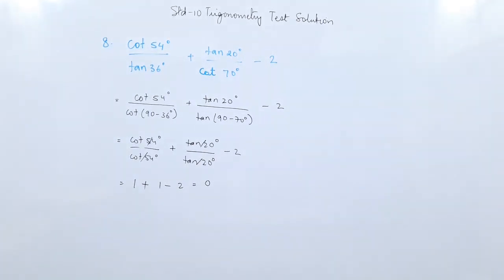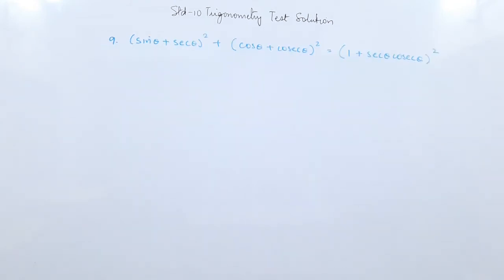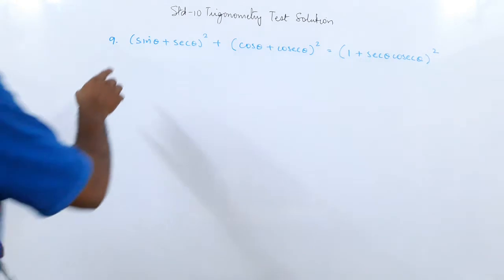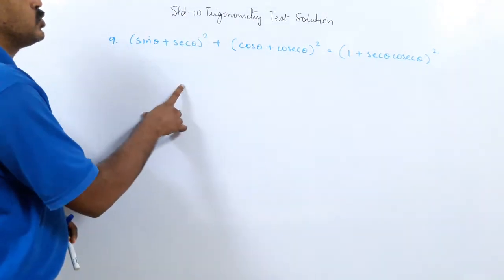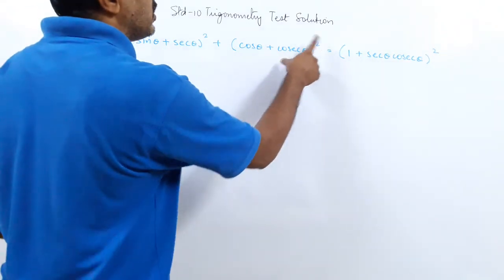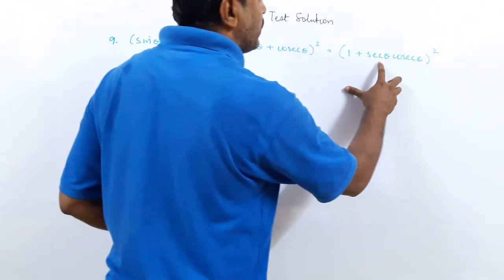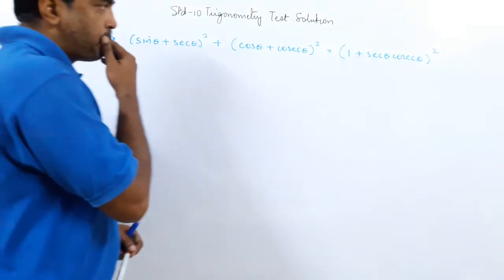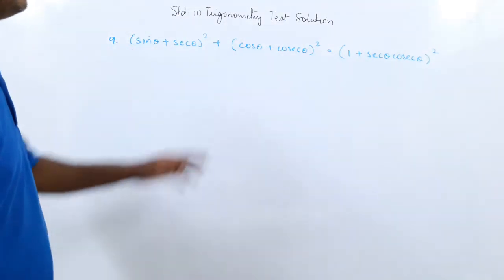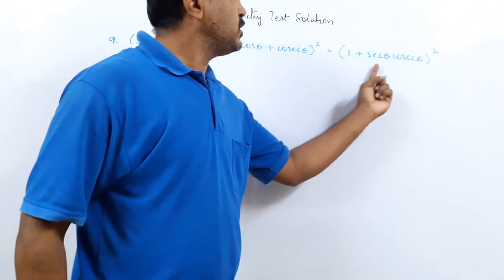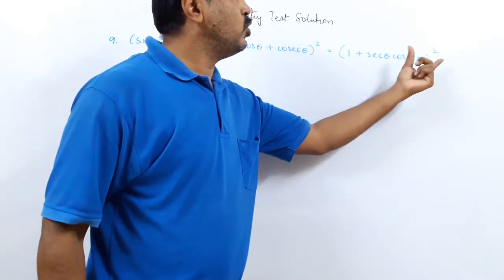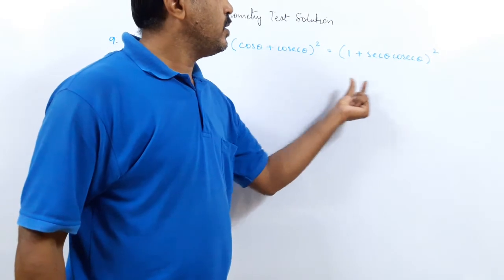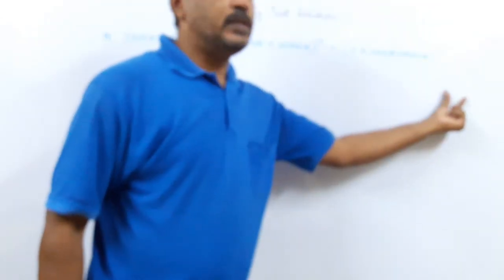Now we have to do the last two sums, the 9th and the 10th. Okay, now in this 9th sum we have to prove, I have not written here, it is to prove, the sum is to prove sin theta plus sec theta the whole square plus cos theta plus cosec theta the whole square equal to 1 plus sec theta cosec theta the whole square. Now first we pay attention to the right hand side. This is a plus b the whole square. Now what do you know what is a plus b the whole square? It is a square plus 2ab plus b square.